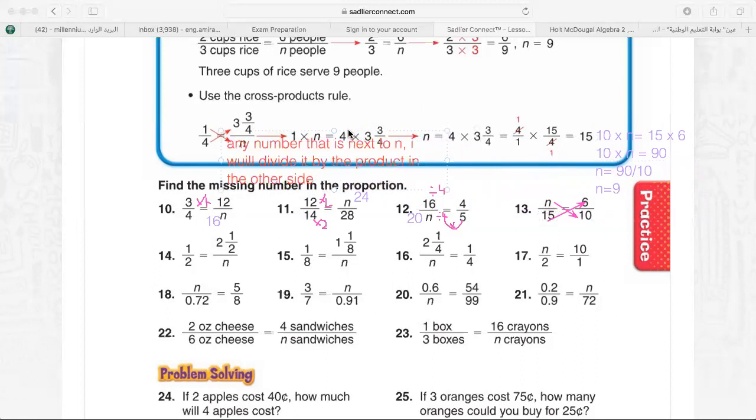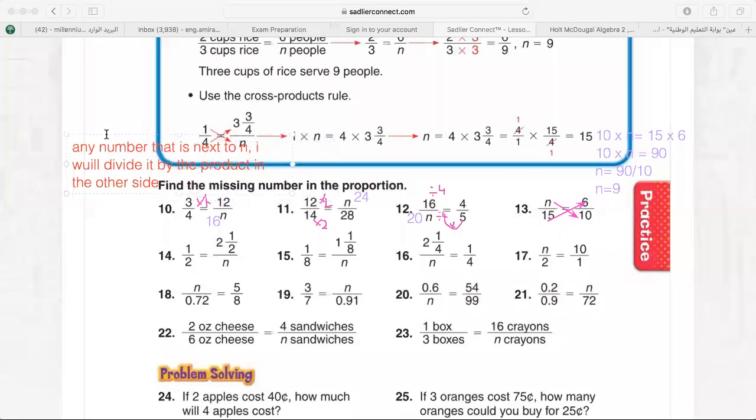And this is the rule that you have to study well. Any number that is next to n, I will divide it by the product on the other side. Okay, girls, like what happened here? The product here was 1. That's why I divided by 1.